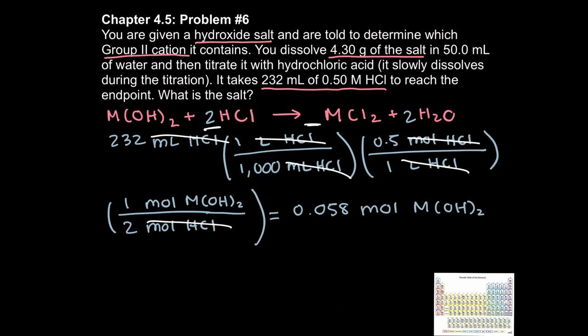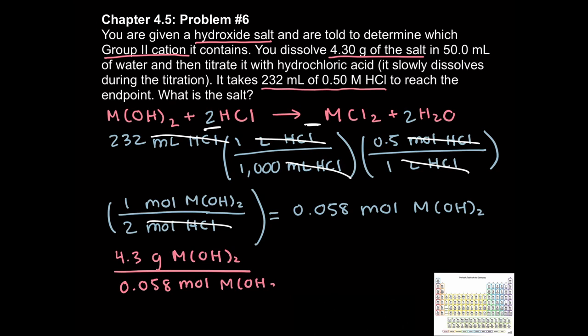Now that we have our moles of unknown hydroxide, we can convert it into the molar mass of our unknown. We were given that we have 4.3 grams of our salt, thus we will take 4.3 grams of this salt and divide it by 0.058 moles. Which will give us 74.1 grams per mole.